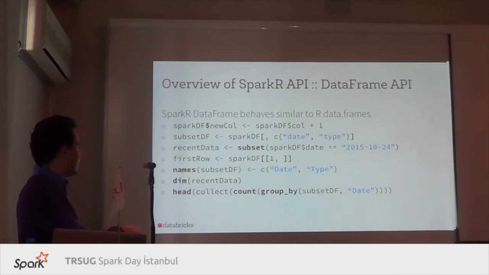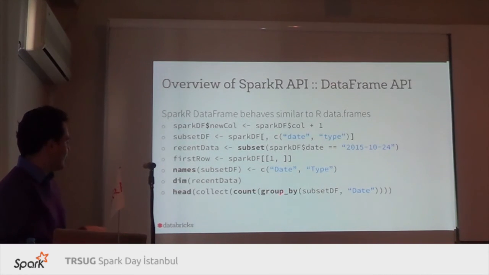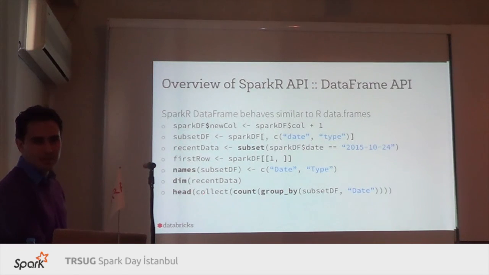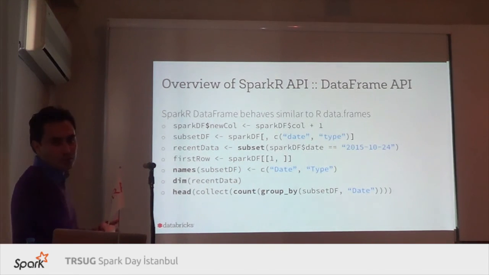So this is a kind of complicated example. Here I'm taking a Spark data frame, subsetting the data frame, and then grouping by date. Okay? And then I'm counting the number of rows that fall into each grouping. And then I collect it, and then I call head.